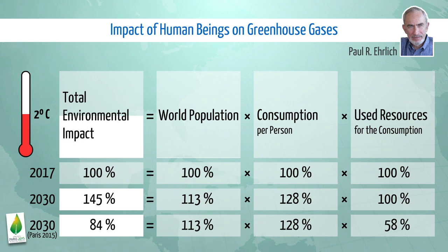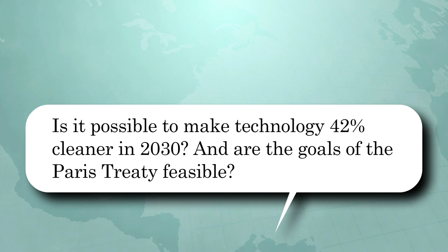This can only be achieved if there is a 42% decrease in CO2 emissions worldwide for the type of products and services offered today. Is it possible to make technology 42% cleaner in 2030? And are the goals of the Paris Treaty feasible?